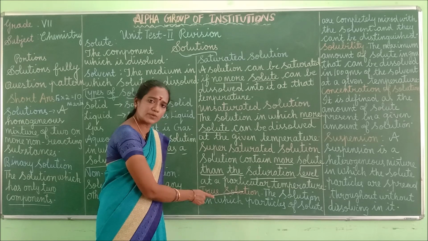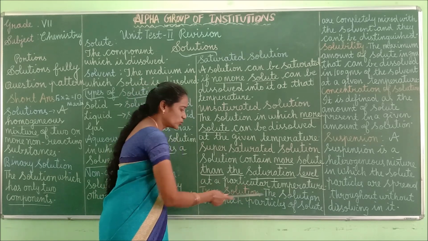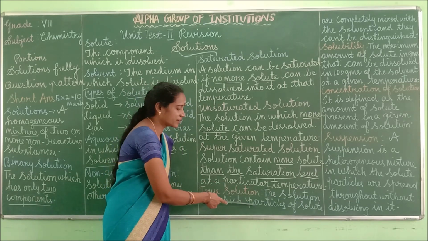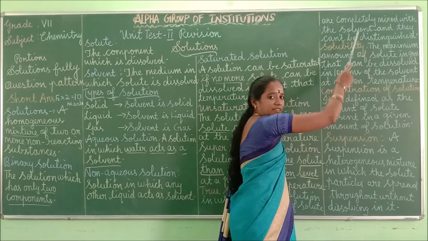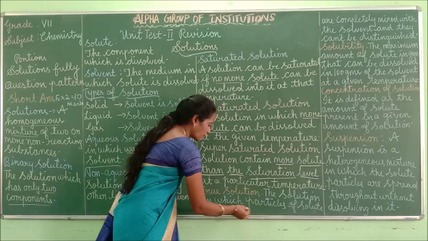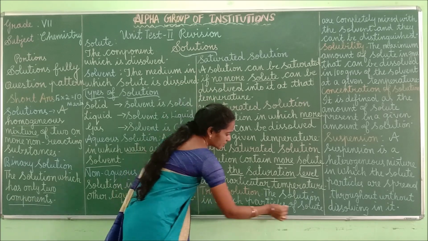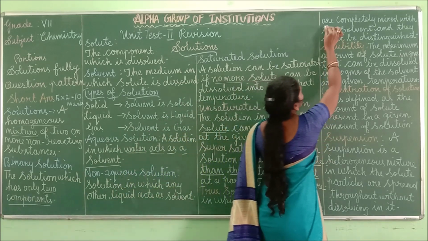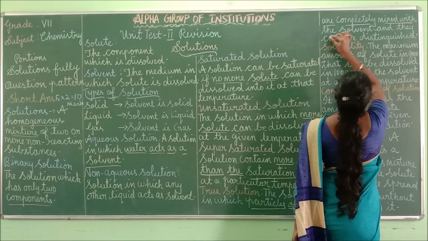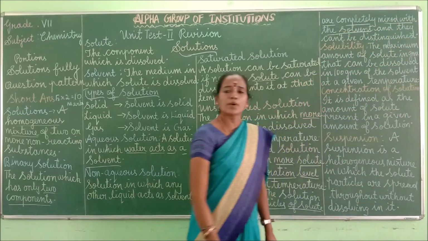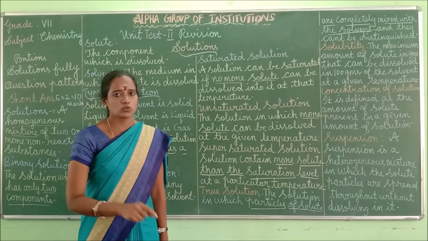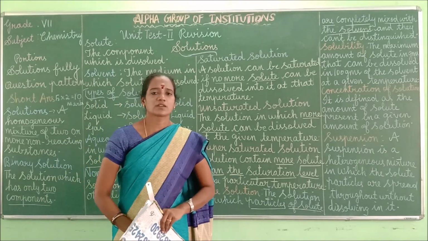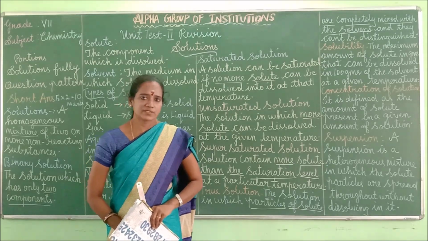So what is meant by true solution? The solution in which particles of solute are completely mixed with the solvent. This line is important. In which particles of solute are completely mixed with the solvent, and these particles cannot be distinguished from that particular solution. Such solutions are called true solutions, right?